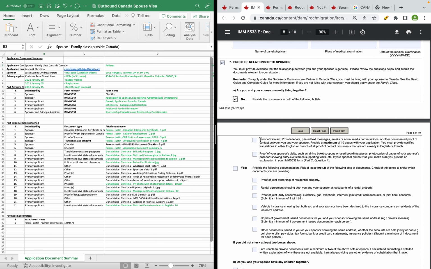Then, proof of contact. Provide letters, printed text messages, emails, or social media conversations, or other documentary proof of the contact between you and your sponsor. Provide a maximum of 10 pages with the application. You must provide certified translations in either English or French of all proof of contact documents that are not already in English or French.